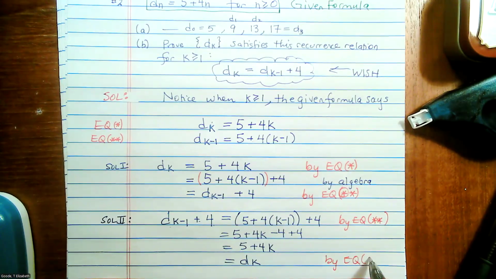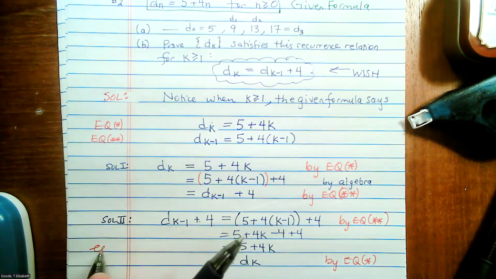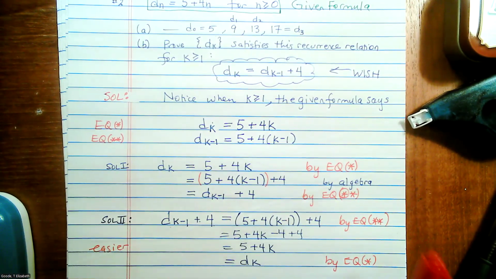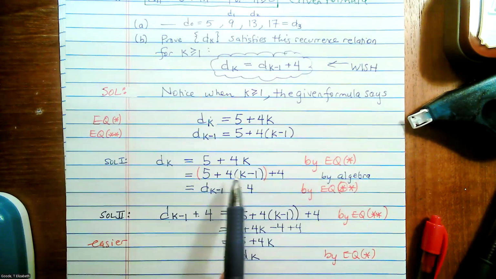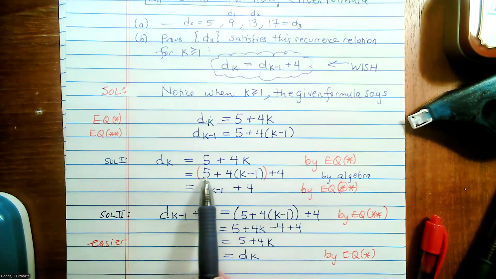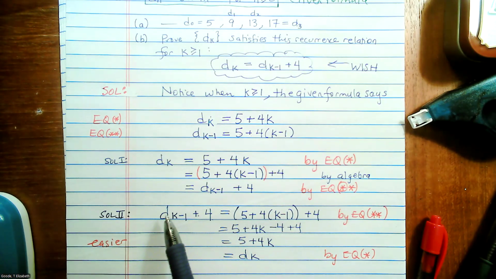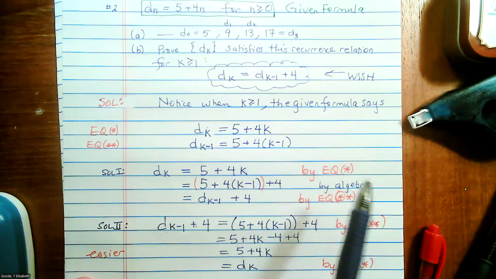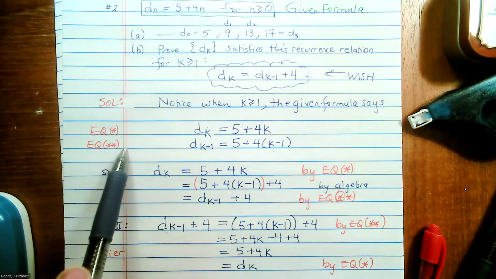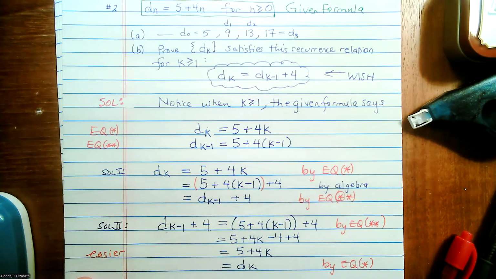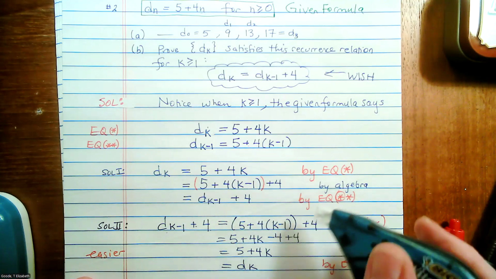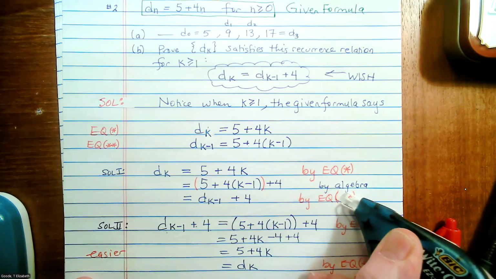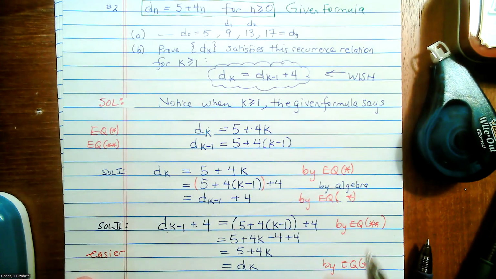So you can do it either way. This might be easier, because you don't have to jump ahead. Either way, we've proven that the equation that we wish to show is true. But in both of them, we have to use both equation star and equation double star. Of course. I have a question. It doesn't matter on the test which way we do it, as long as it works.